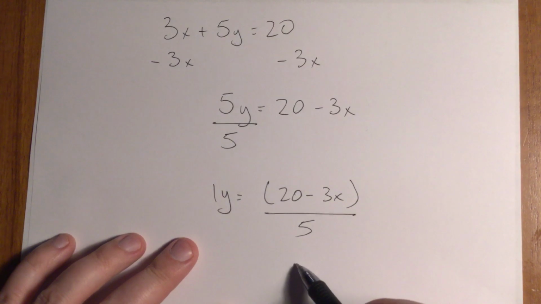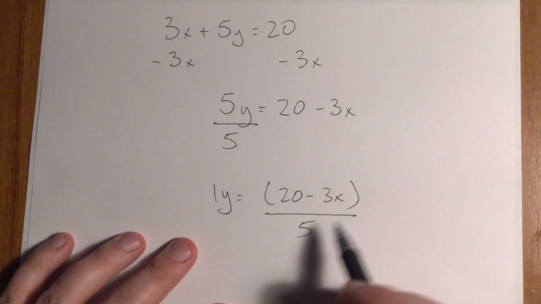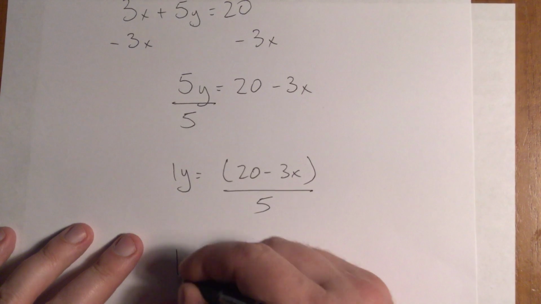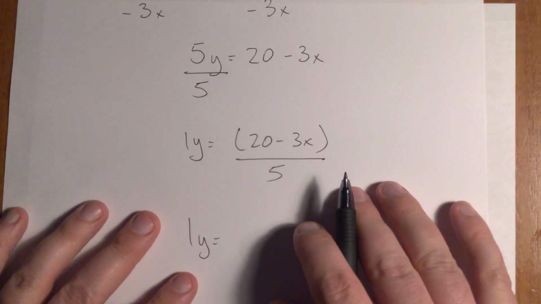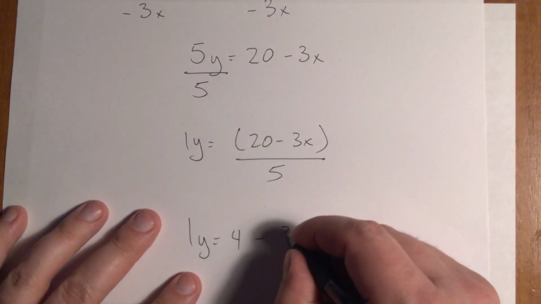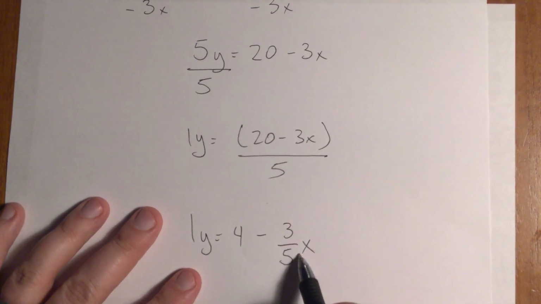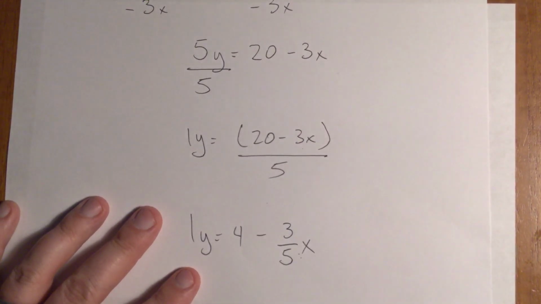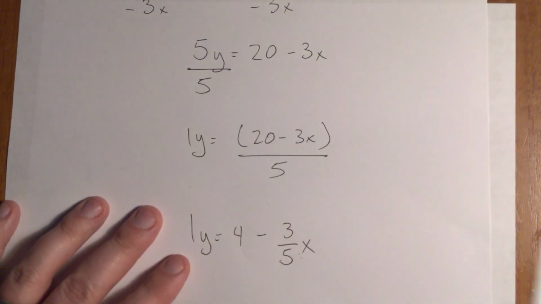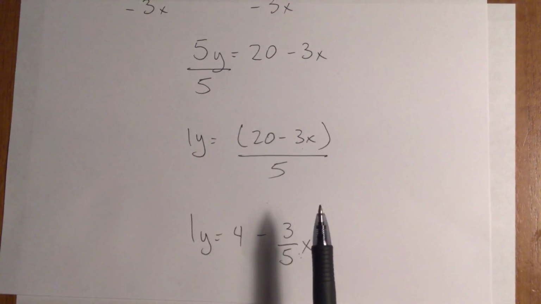Now that I have this, I can graph it. I could also answer the slope question, right? Because I could think of this the same way: this is 20 divided by 5, it's just 4, minus 3x divided by 5 is 3/5 x. So this is the simplified version of this. So if I go back to our question, the slope of the line is negative 3/5. Well, that does look to be true. If I wasn't sure, I could graph that and check to see.